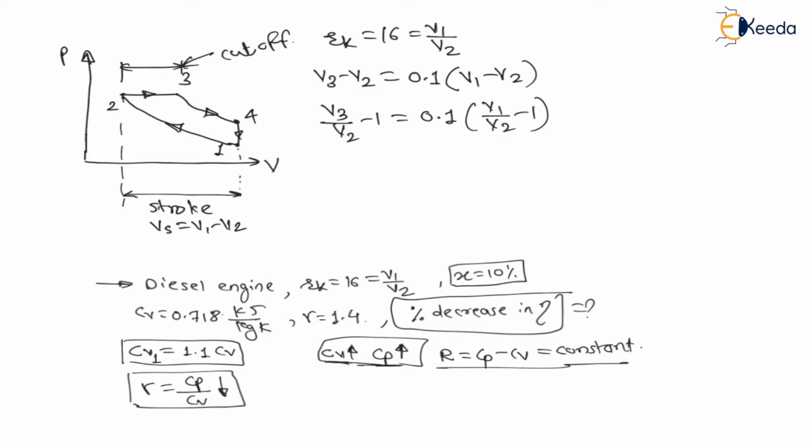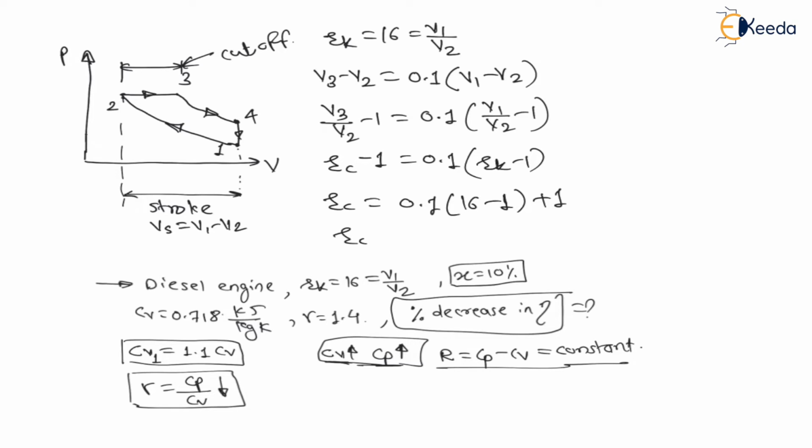And my dear students, the volume at the end of heat addition divided by the volume at the start of heat supply is nothing but the cutoff ratio. This V3 divided by V2 is the cutoff ratio, RC, minus 1 is equal to 0.1. This V1 divided by V2 is the compression ratio, RK, minus 1, right? Therefore from this we can calculate RC. RC is equal to 0.1 times (compression ratio, given 16, minus 1) plus 1, right?